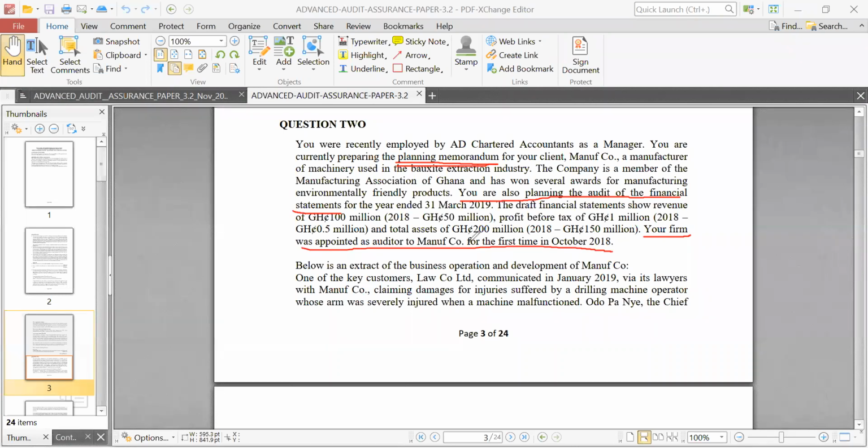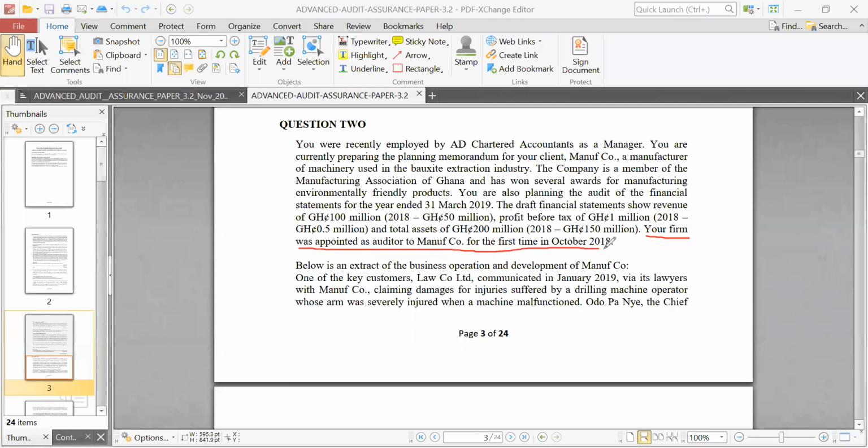So what do you think is happening here? Is anything happening here? Okay, let's move on. It's going to be a first time audit. Fantastic. So one of the things is that it's a first time audit.